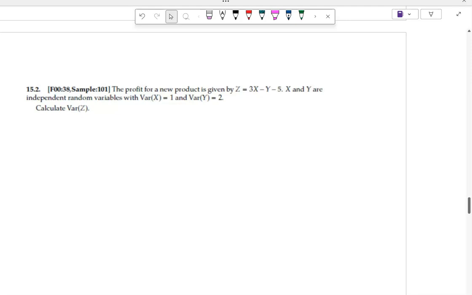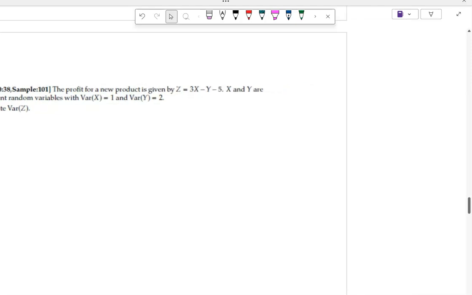This one gives us a little bit of concept into what's going on with trying to find the variance of something. This ties into stuff that we're going to do in the next chapter. Don't worry about the fact that it's talking about anything with a profit. It says we've got independent random variables, so we're going to talk about that in a second. You've got a variance of 1 for x and a variance of 2 for y, and then it asks to find the variance for z. Well, let's do this off to the side, and then we'll talk about the independence part in a second.